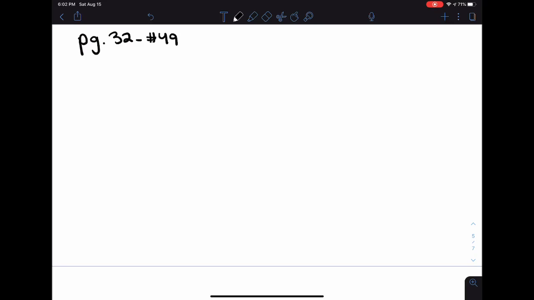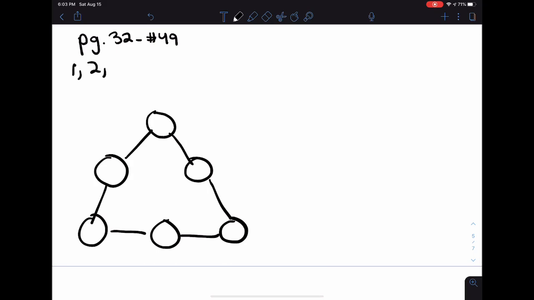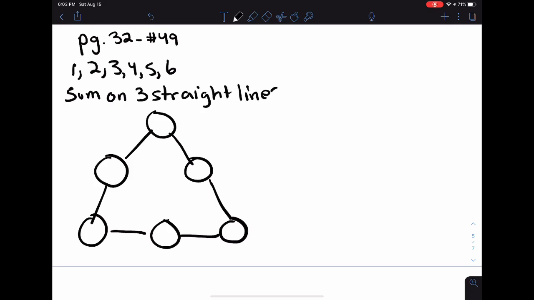And what happens is they give you these 6 circles. And the circles are connected like this. And they ask you to place the numbers 1, 2, 3, 4, 5, 6 in these circles so that the sum on the 3 straight lines is the same.